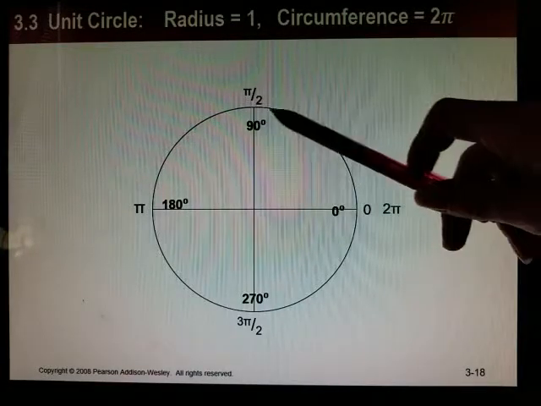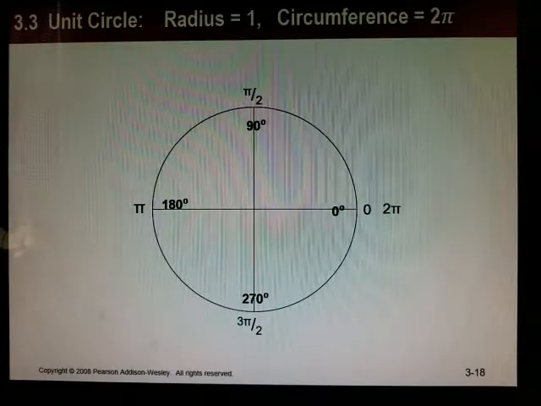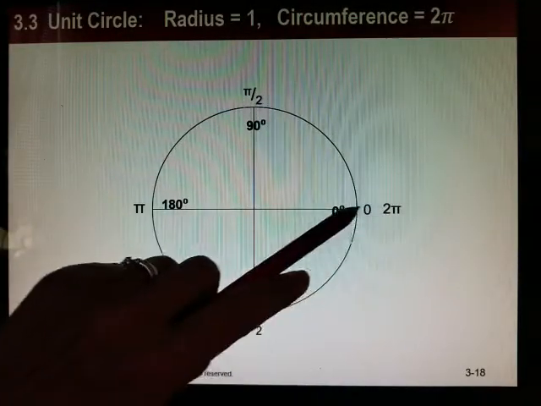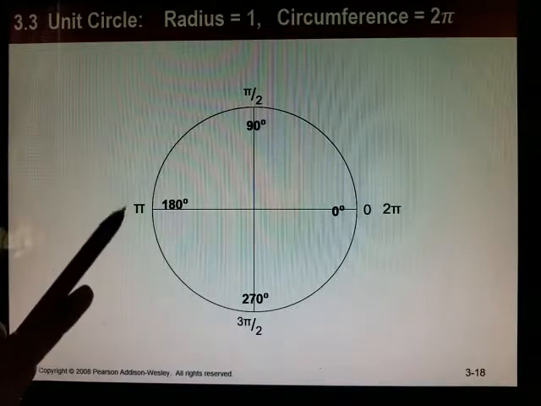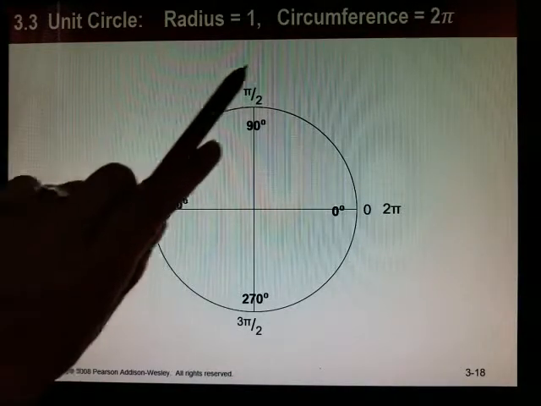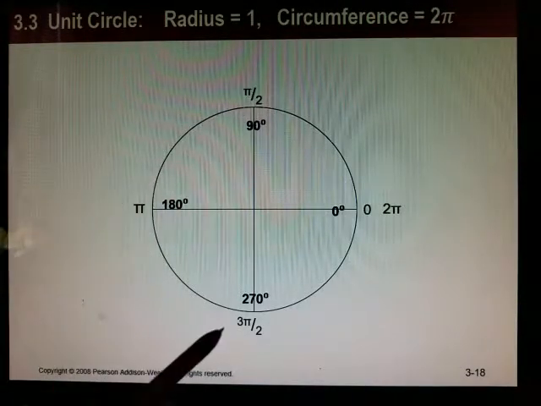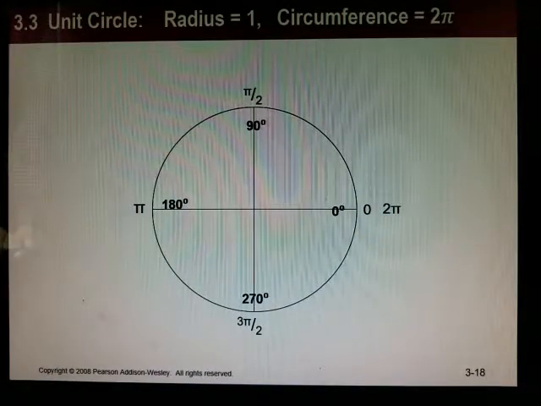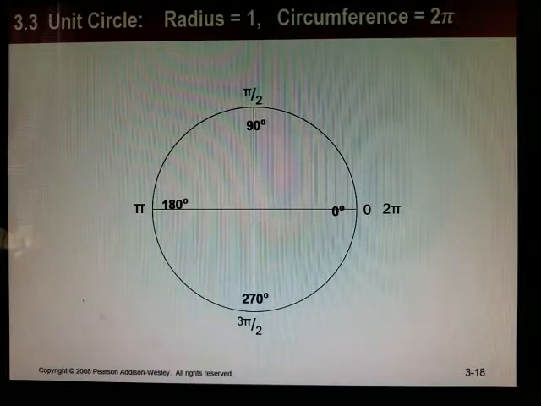When I go up to 90 degrees, notice we just said that 2 pi was the entire circumference, so 2 pi all the way around. Well, if I only go halfway around, then that's where we get the 1 pi. Half of that would be pi halves. And down here would be 3 pi halves. So that's where the general pi halves, pi, and 3 pi halves come from. We've already talked about 0, 90, 180, and 270 degrees before.